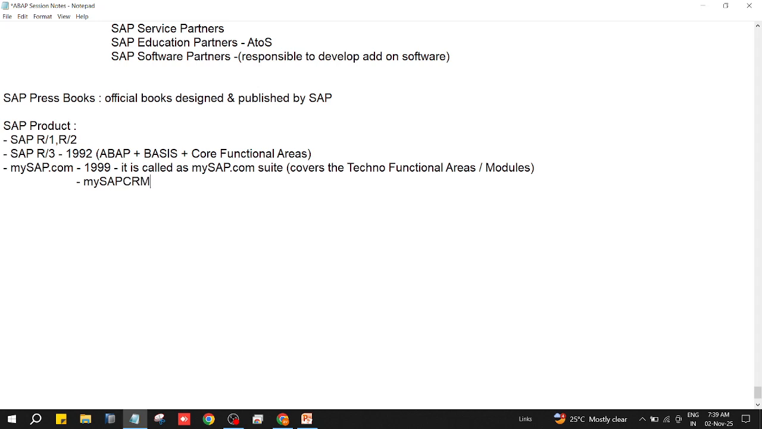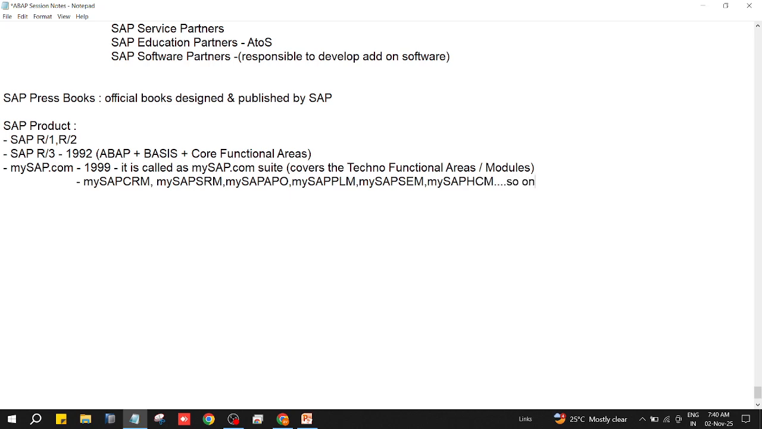Example, mySAP CRM, Customer Relationship Management. Then mySAP SRM, Supplier Relationship Management. mySAP APO, Advanced Planner and Optimizer. Then mySAP PLM, Product Lifecycle Management. Then mySAP FSCM, Financial Supply Chain Management, or SEM also, Strategic Enterprise Management, that is an extension to FICO. So what type of strategy the enterprise follows, that module deals with that. It is a kind of MBA paper, totally. So mySAP HCM, Human Capital Management, and so on.